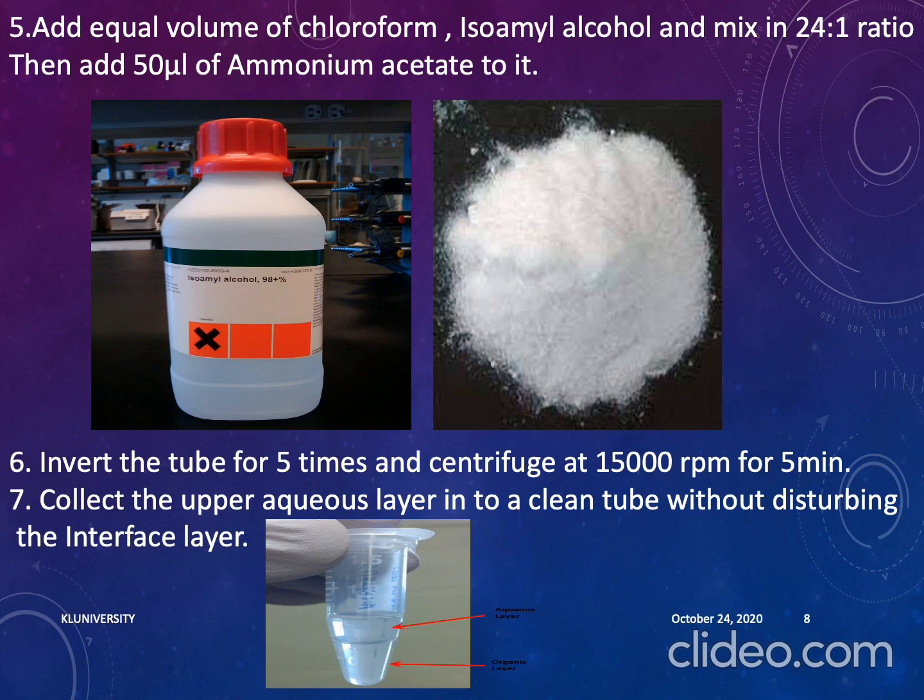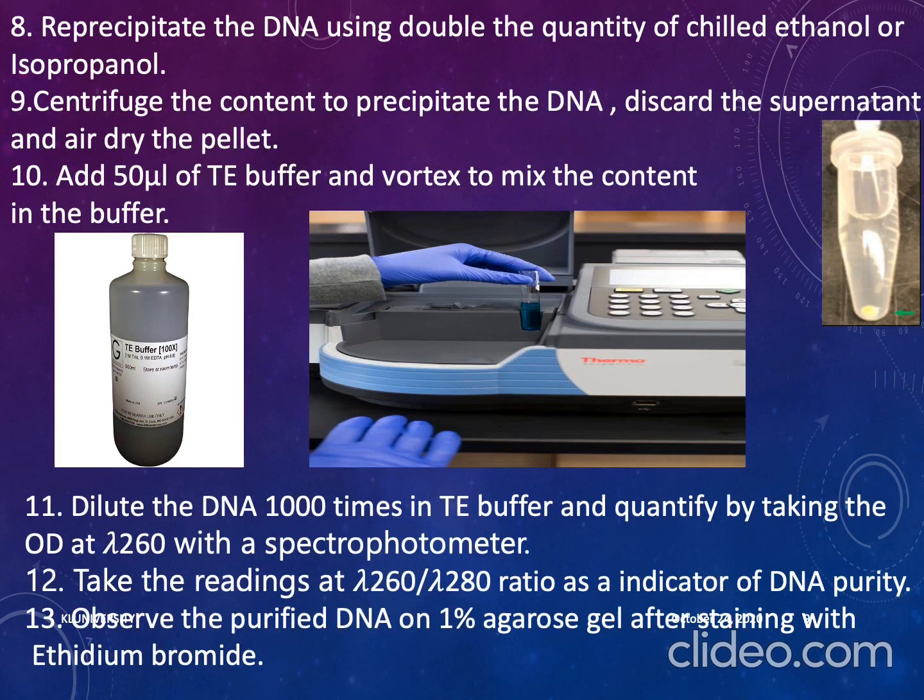Here you can see the upper aqueous layer and the organic layer below that. We need to color the upper aqueous layer in this experiment. Now, reprecipitate the DNA by using double the quantity of chilled ethanol or isopropanol. Centrifuge the content to precipitate the DNA. Discard the supernatant and air dry the pellet.